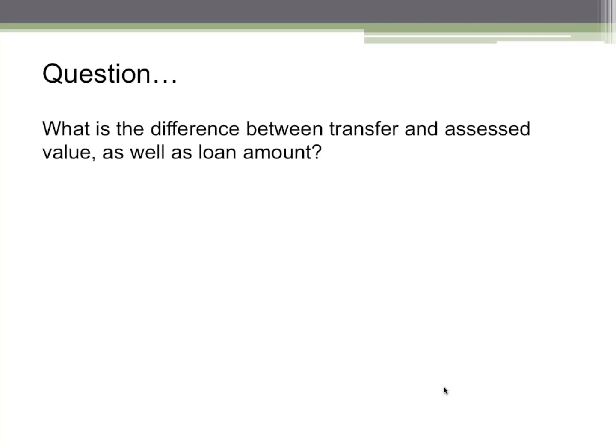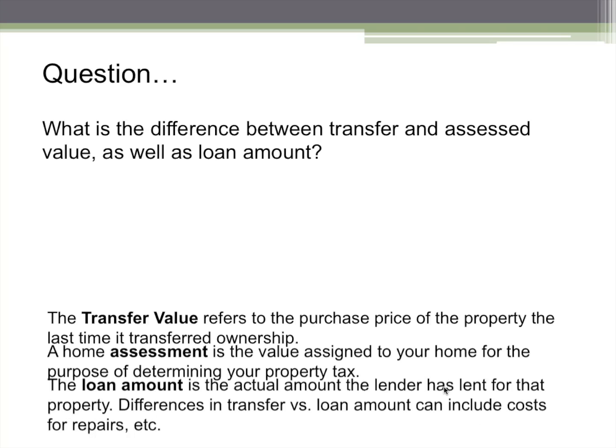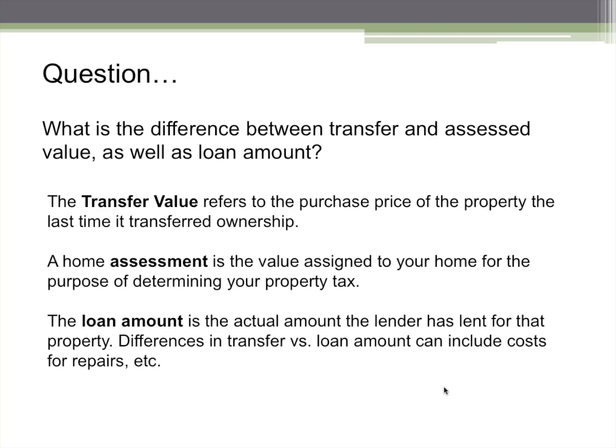Question: what is the difference between transfer and assessed value as well as loan amount? And this is a question I think, as I was telling you guys to start writing in your questions, I saw this one come up a bunch. So let's go through this. The transfer value refers to the purchase price of the property the last time it transferred ownership. Okay, that's transfer value. It's the purchase price of the property the last time it transferred ownership.